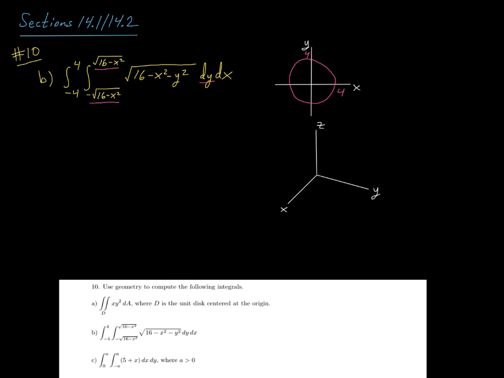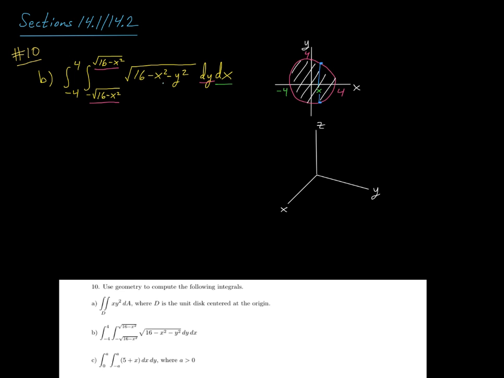And now if I fix x, y is varying from the bottom half, which is minus the root, to the top half, which is the positive root. So I'm going to get this vertical strip here. And then we're going to stack these vertical strips as we let x vary from minus 4 to 4. Okay, so putting that all together, our domain of integration is in fact this disk here centered at the origin of radius 4.